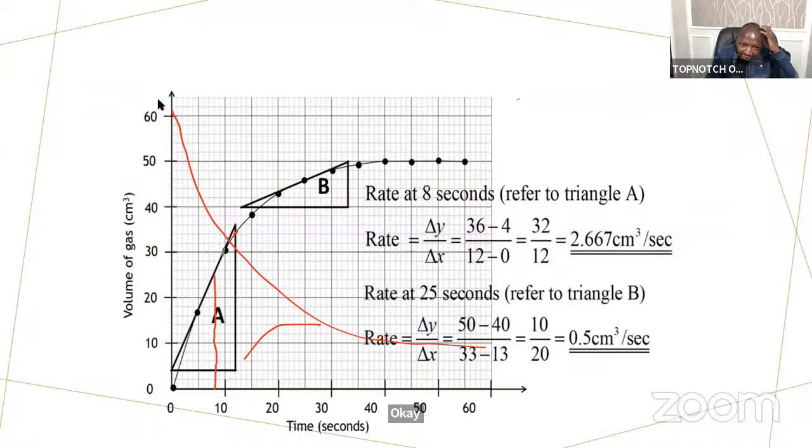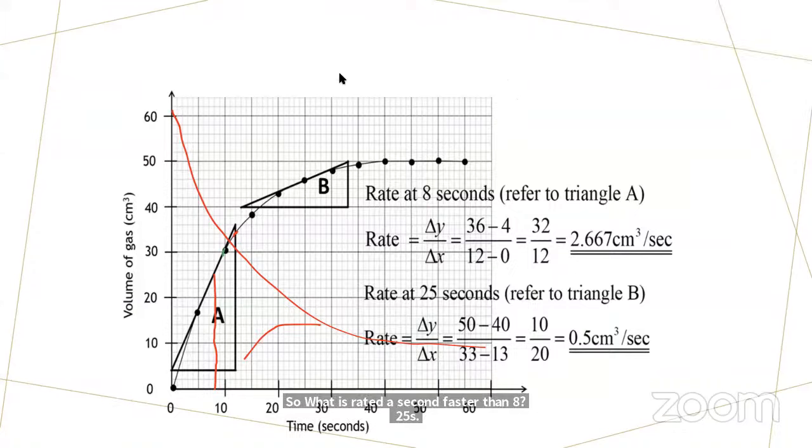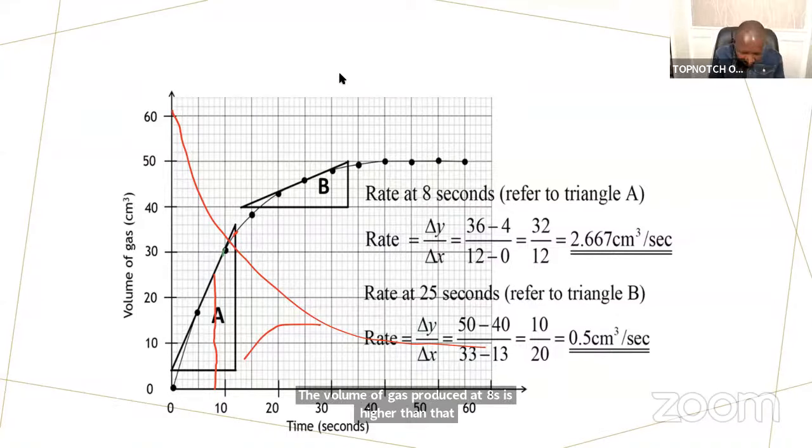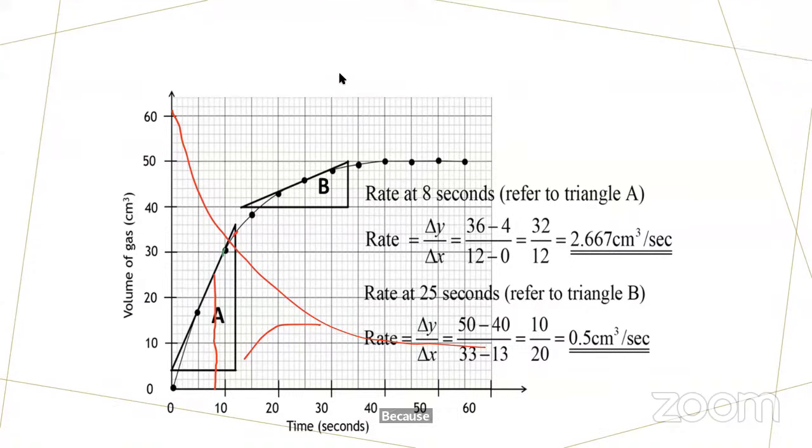Okay, let me, for example, give you the reaction here: magnesium metal reacting with dilute sulfuric acid, and here we are talking about the volume of hydrogen gas. So why is the rate at 8 seconds faster than at 25 seconds? The volume of gas produced at 8 seconds is higher than that produced at 25 seconds. Why? Because the volume of reactant is higher.